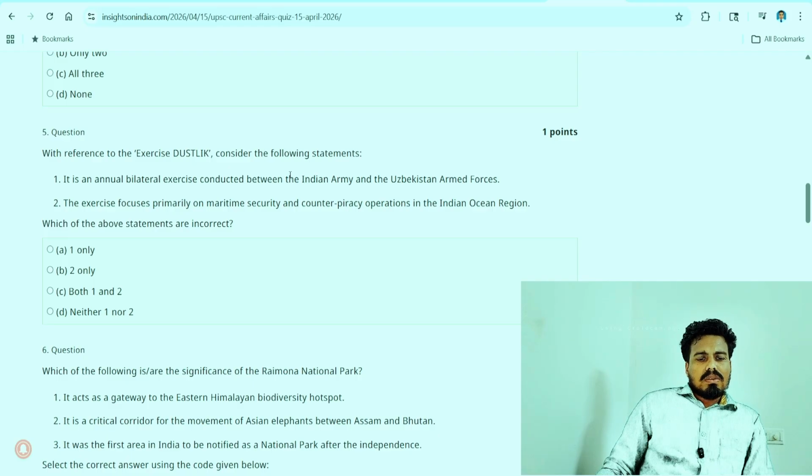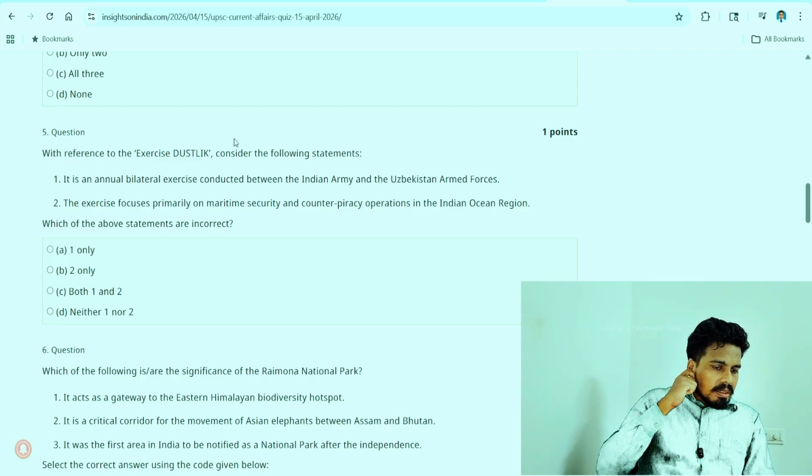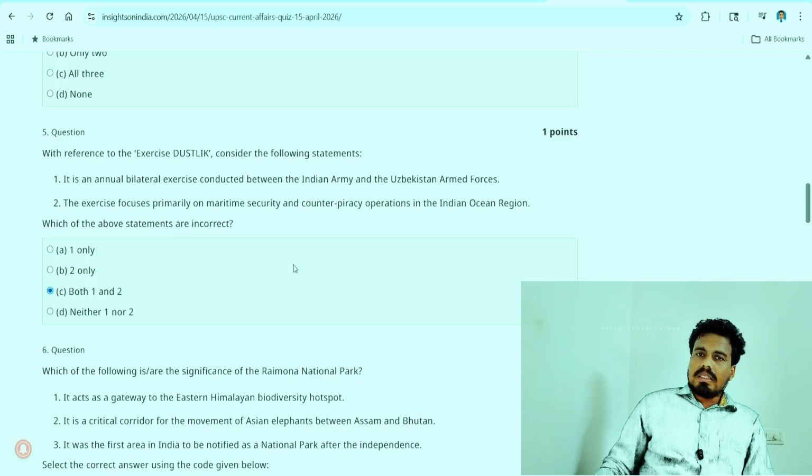I think this is not Uzbekistan. Uzbekistan does not have highly developed military forces or operations. So I think Uzbekistan may not come into the picture here. And it should not be based on maritime security, because there is no letter pointing to the maritime levels in this exercise Dustlik. So this is confusing. So we will take both as incorrect.